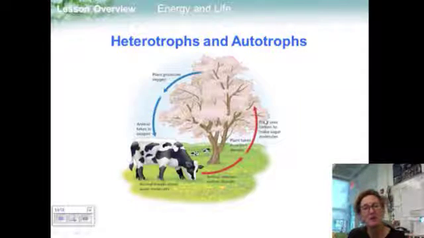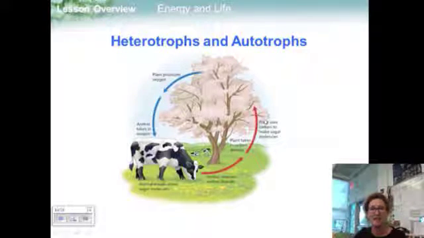Organisms that make their own food are called autotrophs. Plants, algae, and some bacteria are able to use light energy from the sun to produce food. The process by which autotrophs use the energy of sunlight to produce high-energy carbohydrates that can be used for food is known as photosynthesis.